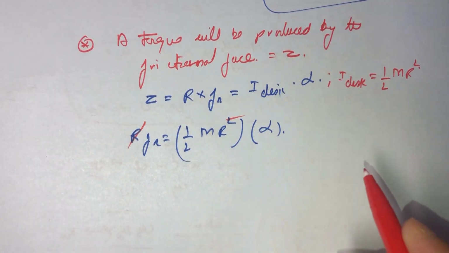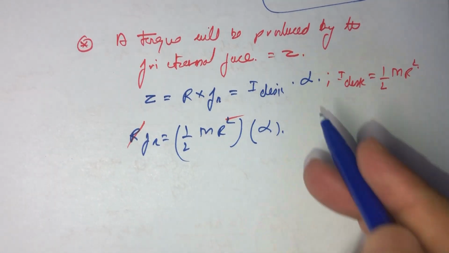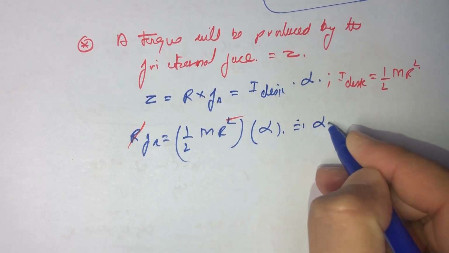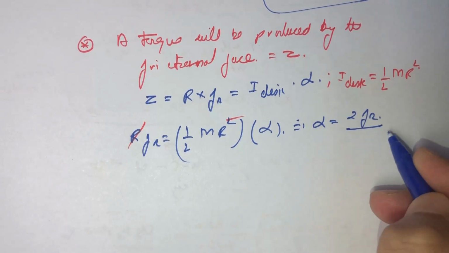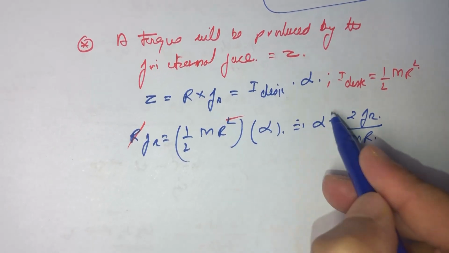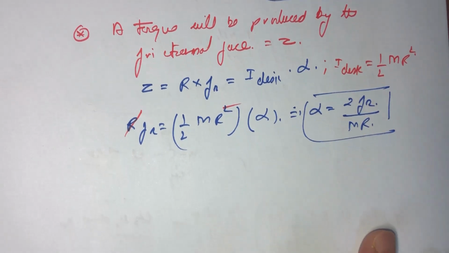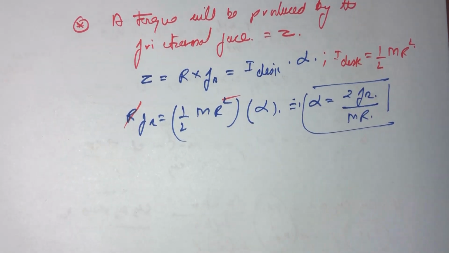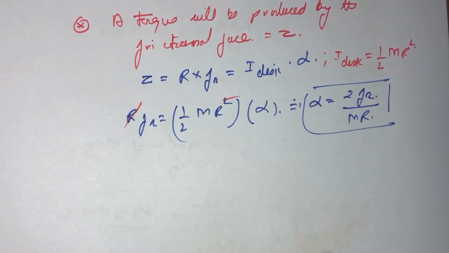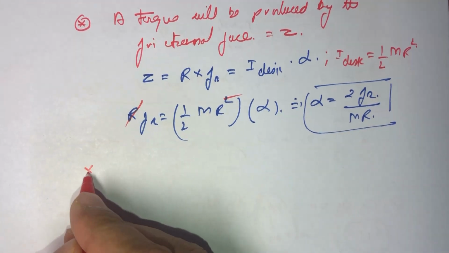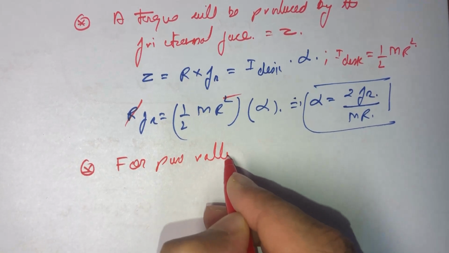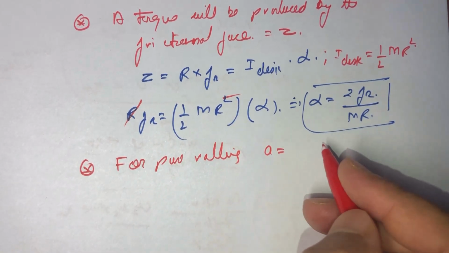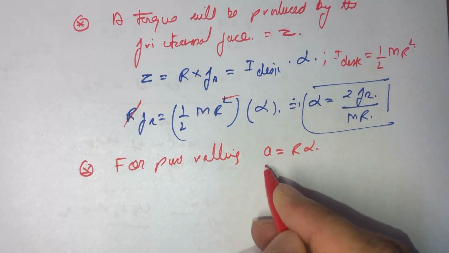R cancels with this square, so from here we can write that our alpha will be equal to twice the frictional force divided by mass into radius. So this is the value of the angular acceleration, and as the motion is pure rolling, we know that for pure rolling, a is equal to R alpha.